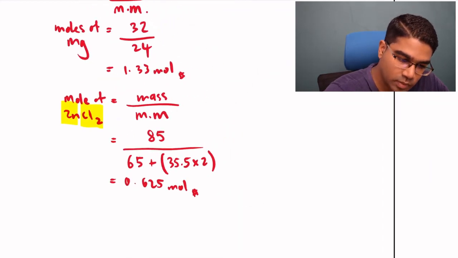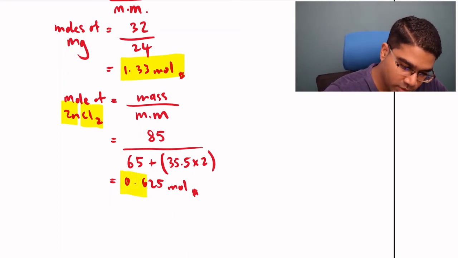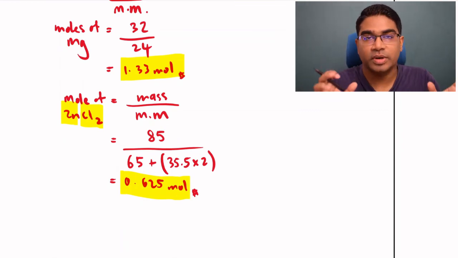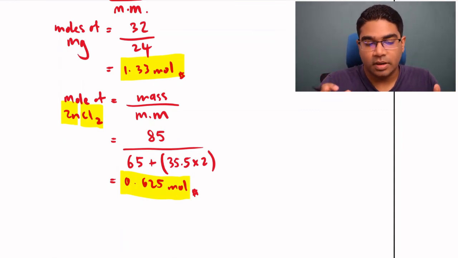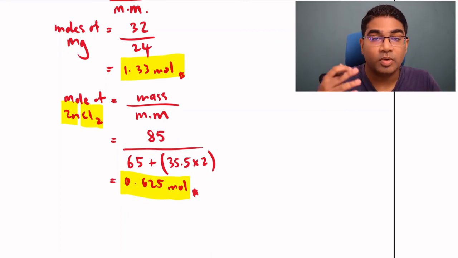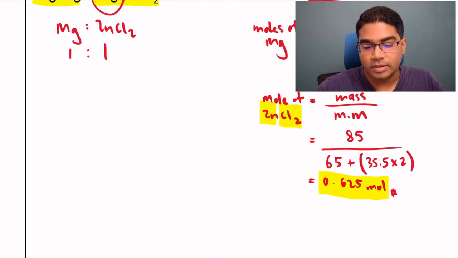These 1.33 moles of magnesium is in the reaction, 0.625 moles of zinc chloride is in the reaction. These are the moles that are actually present. Now let's find out how many moles of magnesium would react completely with how many moles of zinc chloride. You can start with either one, so I'm going to do both here. Let's start with magnesium first.